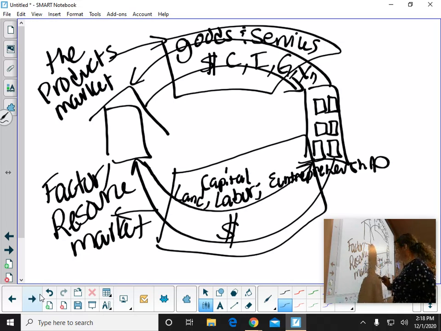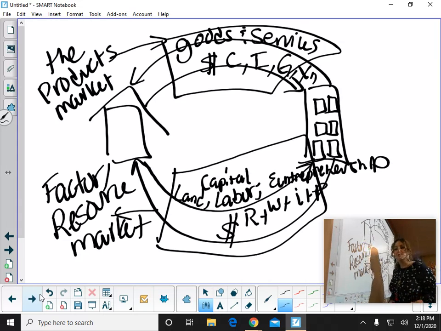So if you sell land, you get rent. If you sell labor, you get a wage. You sell capital, you earn interest. And you sell entrepreneurship, you get a profit. So that was the other way to measure GDP, was adding up everyone's income. Wages plus rent plus interest payments plus profit. And that is the money made in the factor resource market.